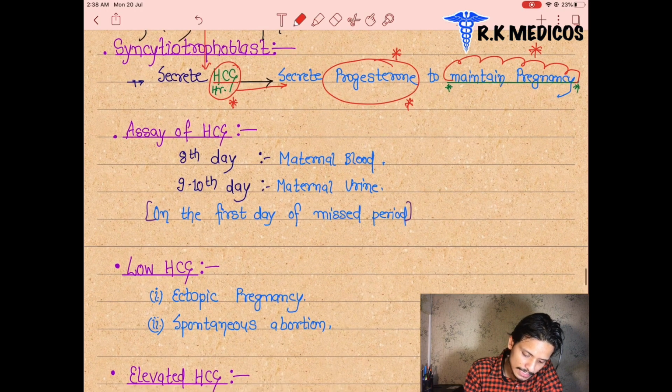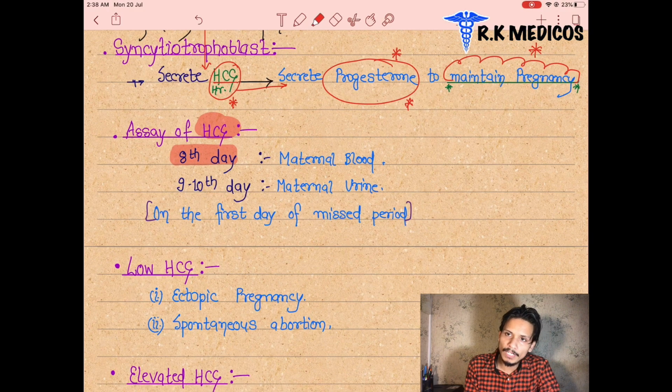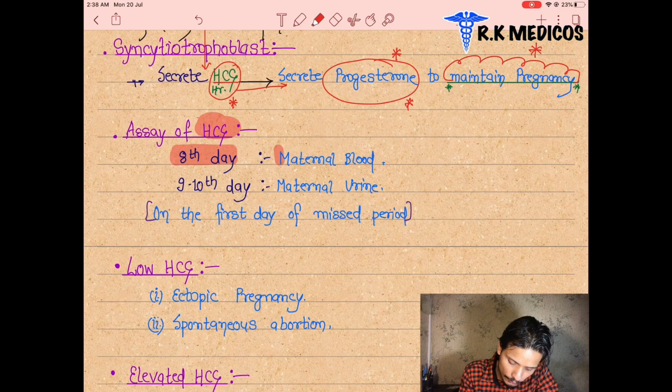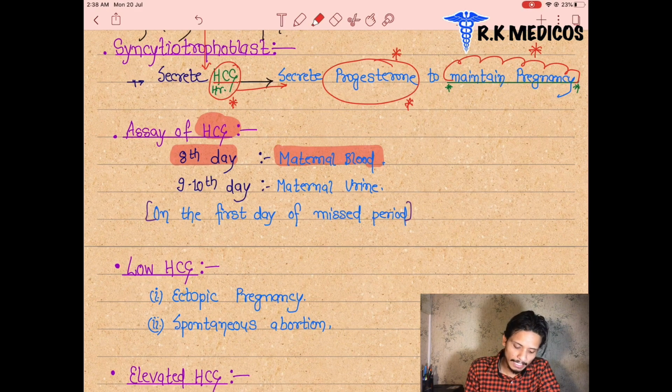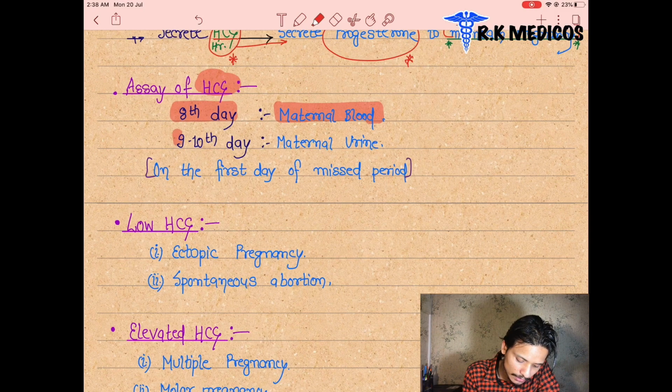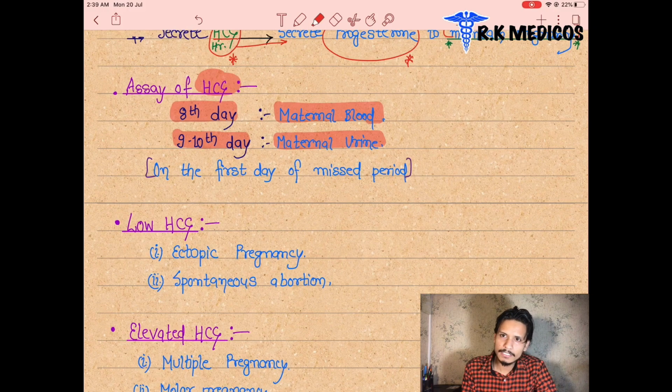In the next point we can see the assay of HCG. How can we determine it? HCG can be checked on the 8th day. On the 8th day of development of the human embryo, we check the maternal blood, and if we find HCG, we conclude that the lady is pregnant. On the 9th or 10th day, we check the maternal urine, in which the concentration of HCG will be found, and it also says that there is a pregnancy.